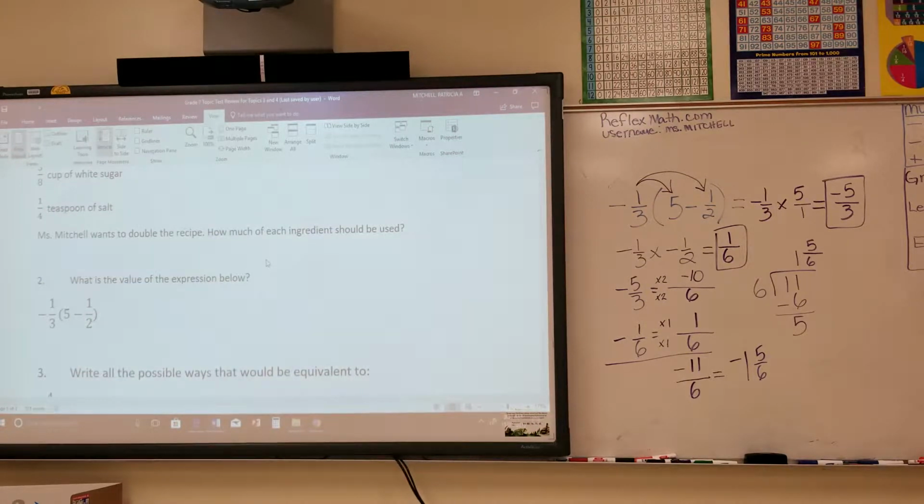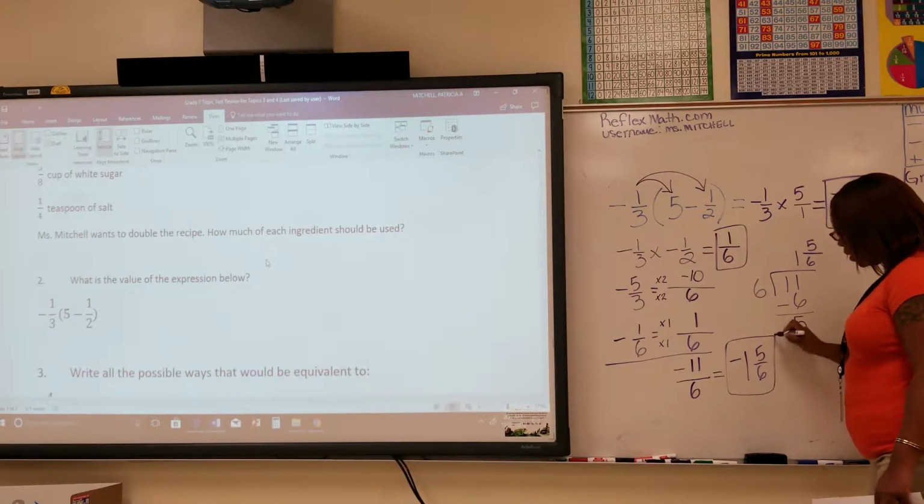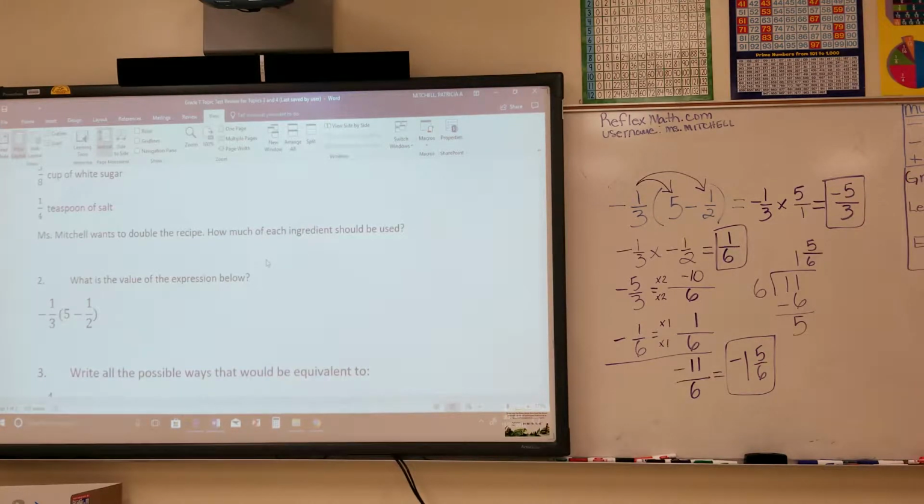So what is the value of our expression below? It is negative 1, 5 over 6. But remember, like I said, if in the options they have it as an improper fraction of negative 11 over 6 or something like that, then that is fine. Choose that answer, okay? Now let's go ahead and move on to number 3.